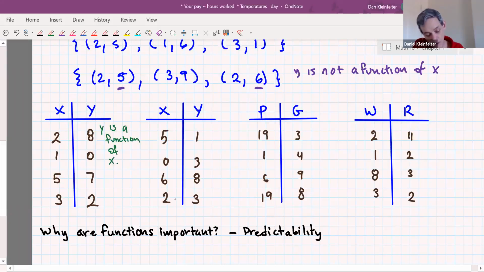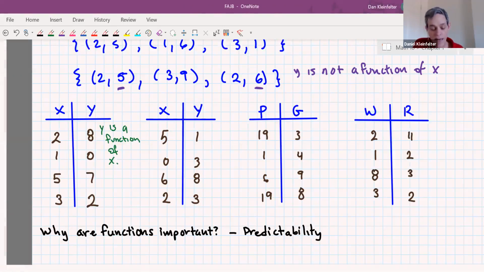In the next one, 5, 1, 0, 3, 6, 8, 2, 3. On this one, given a value of x, is y uniquely determined? So if you pick out an x, let's say 0. When x is 0, y is 3. Are you sure? Yes. There's 0 right across from it, it's 3. When x is 6, y is 8. When x is 2, y is 3.